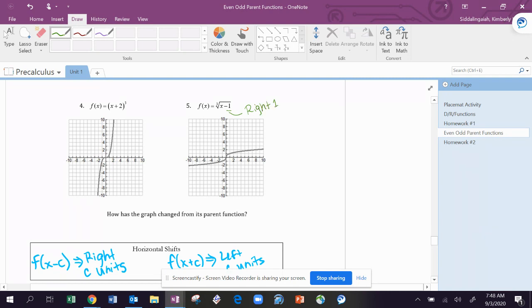So instead of making a table, I literally just pick up key points and march them however far I need to march them so that I can get the key points that I need on this graph in order to draw a sketch. So there I go. Number 4, because it's plus 2 on the inside, it's not moving in the positive direction, it's moving opposite that. It's kind of counterintuitive is the big word. This is going to the left 2 units.